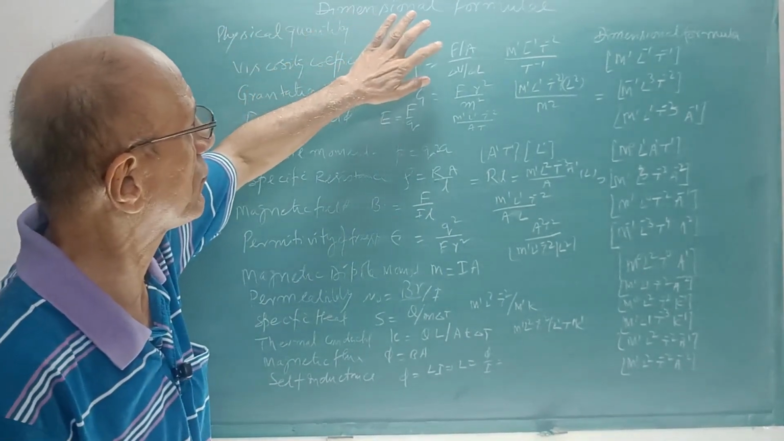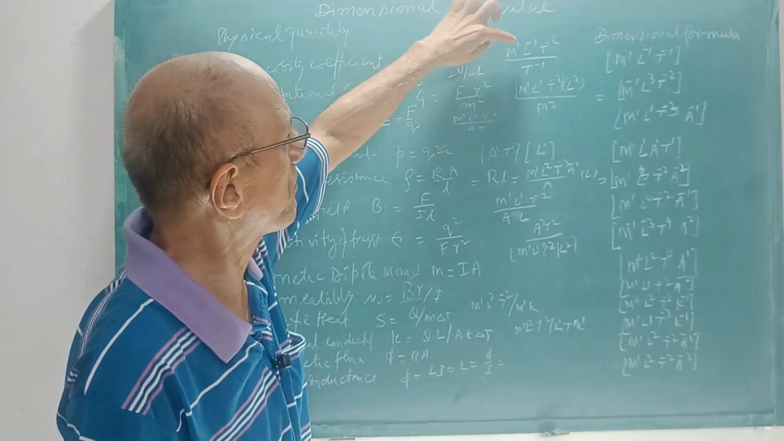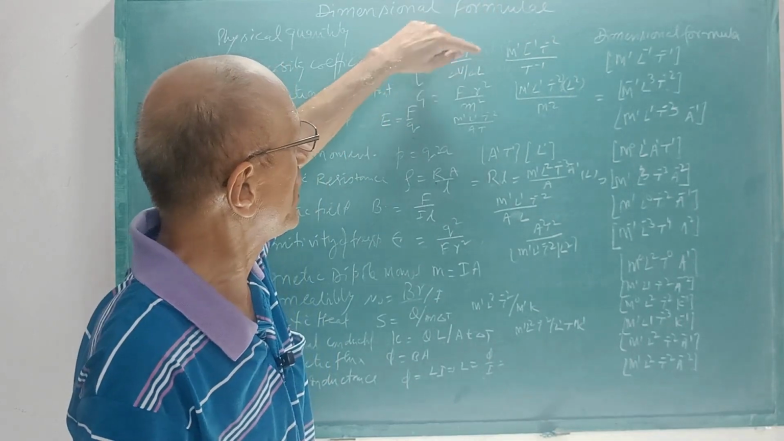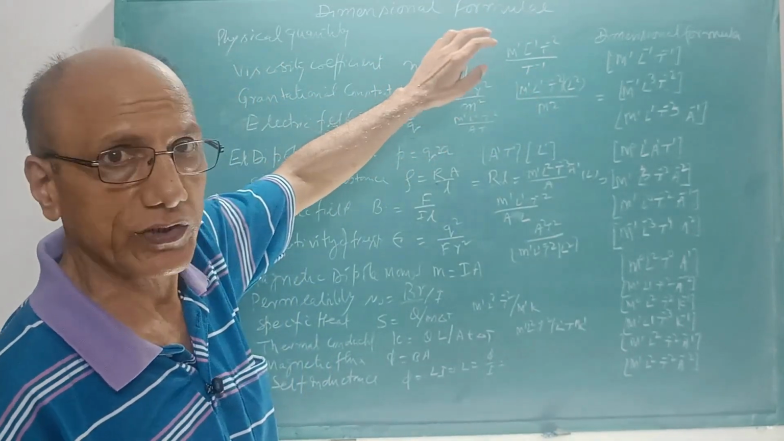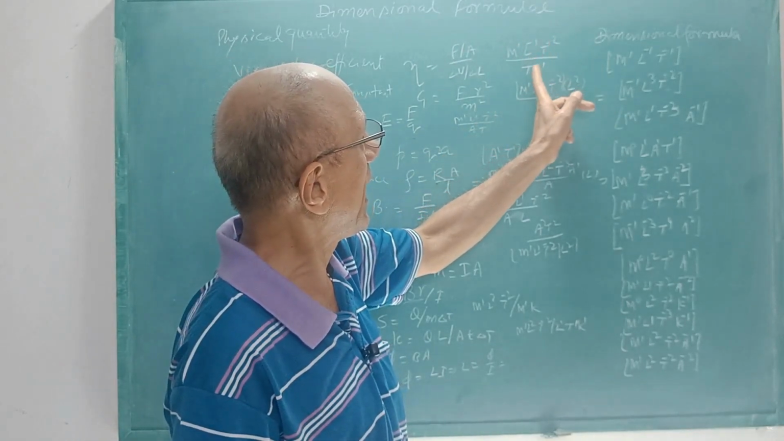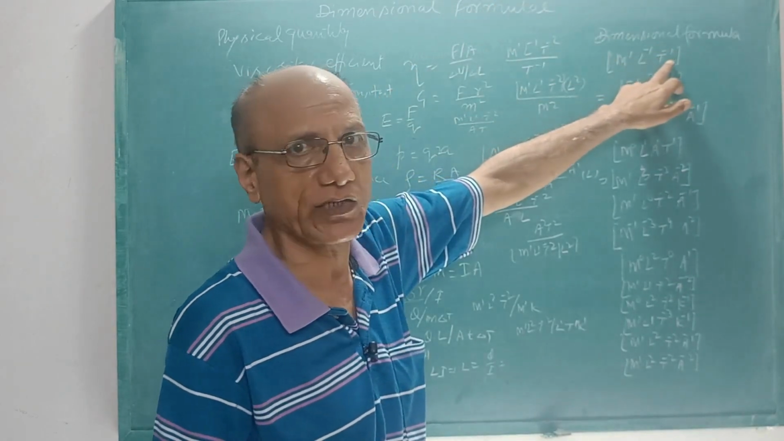Viscosity coefficient eta is equal to F upon A upon delta V by delta x, that is the velocity gradient. So it is the pressure M1 L minus 1 T minus 2, and it is L T minus 1 divided by L, so it will remain T minus 1 only. So here it will become M1 L minus 1, and T minus 2 minus 1 is T minus 3.